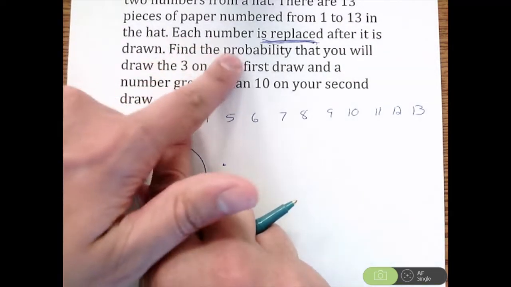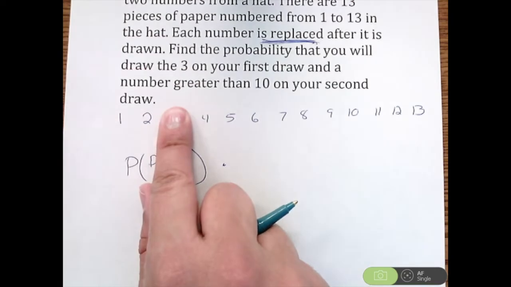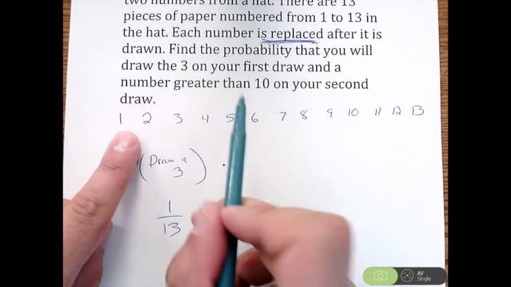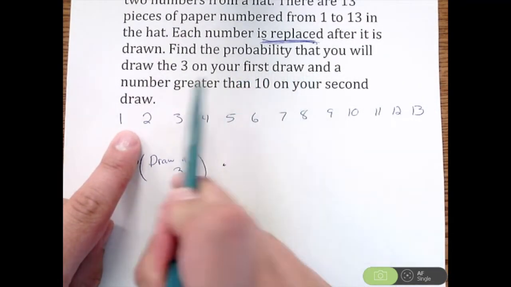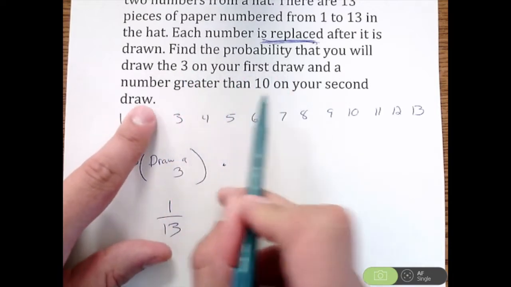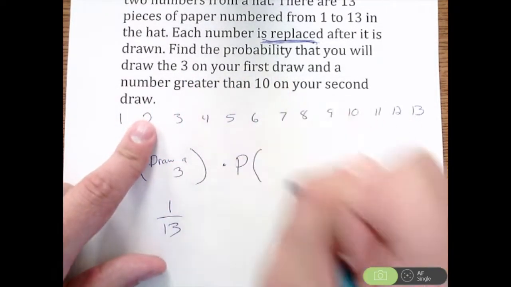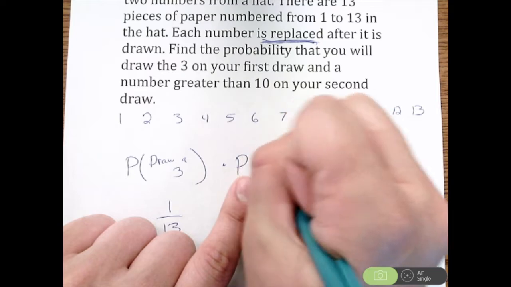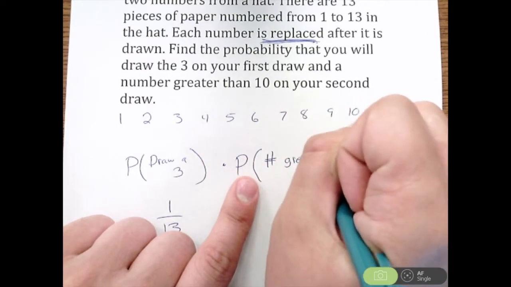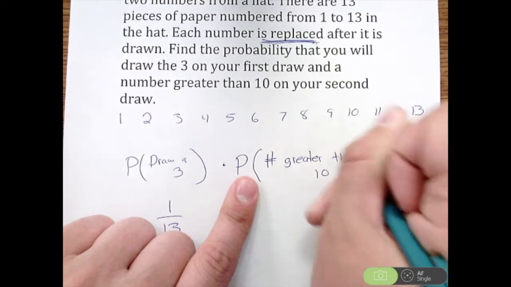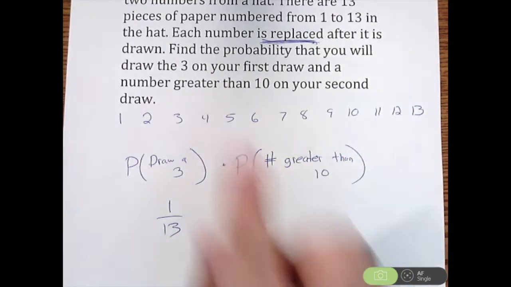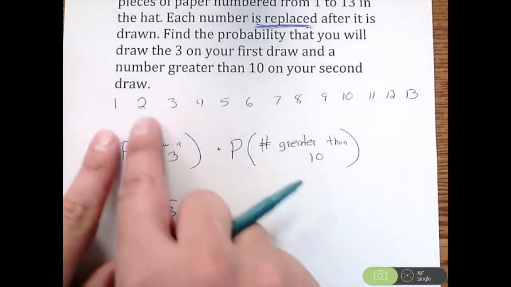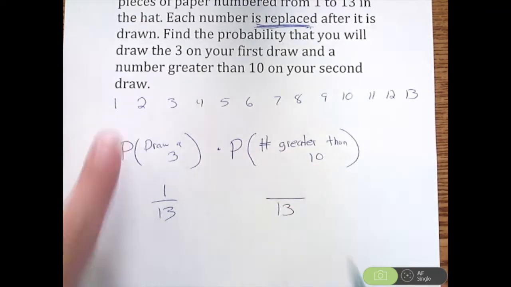But the question says each number is replaced. So I took out the 3, but now I put it back in. So that 3 is still in our sample space. So now it says on your first draw 3, and a number greater than 10 on your second draw. So everything's back to normal, nothing changed. So now we're just finding the probability that we have a number greater than 10. So we have no type of condition there because I put it back. So I need to find the probability that the number is greater than 10. So I have all 13 options still available.